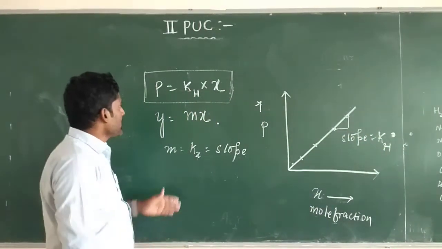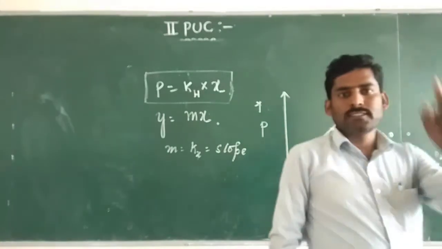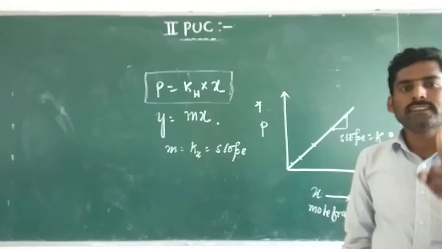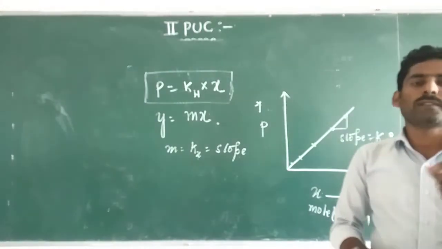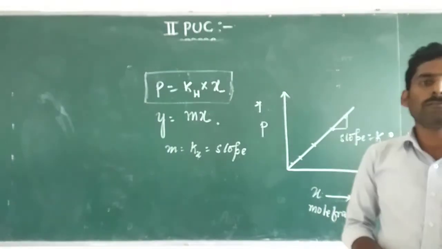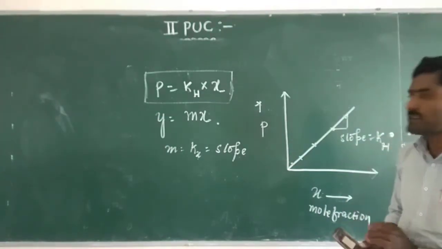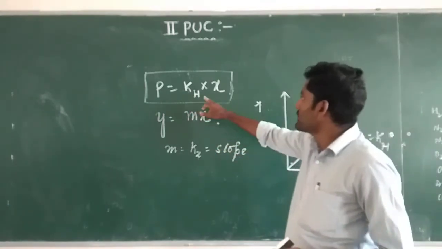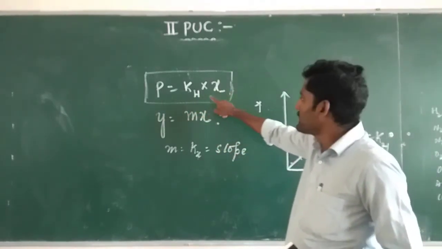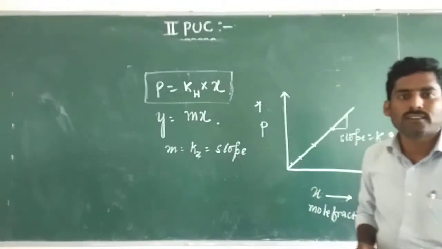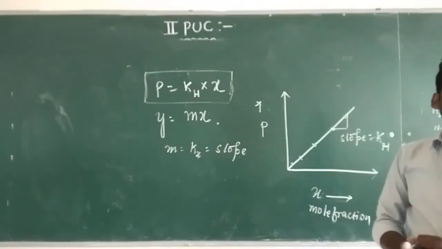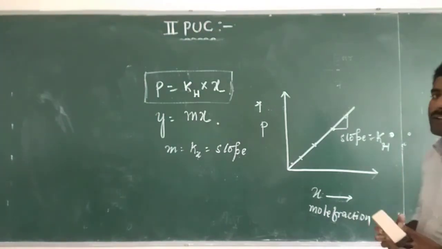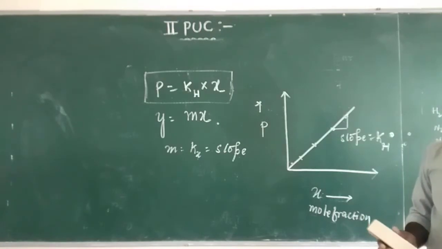So Henry's law states that the solubility of a gas in liquid or solution is directly proportional to the partial pressure above the surface of liquid or solution at constant temperature. P is equal to KH into X. KH is called Henry's law constant. Greater the value of KH, smaller is the solubility of a gas in liquid or solution.